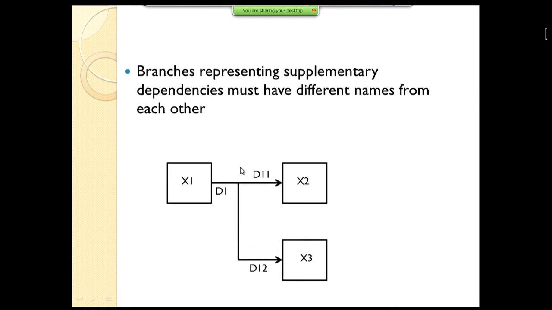When branches are representing supplementary dependencies, they must be given different names. Here, when D1 is the output from X1, when it enters D2, it has two separate branches, so different names must be given to them.